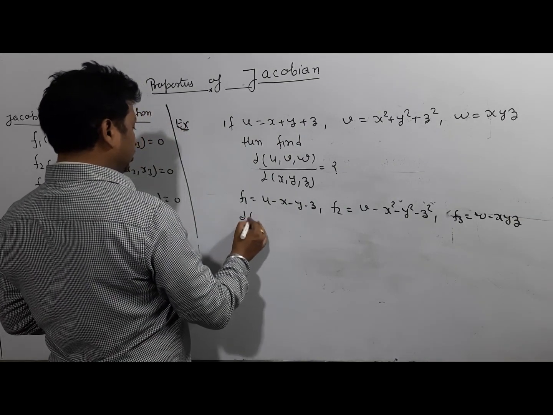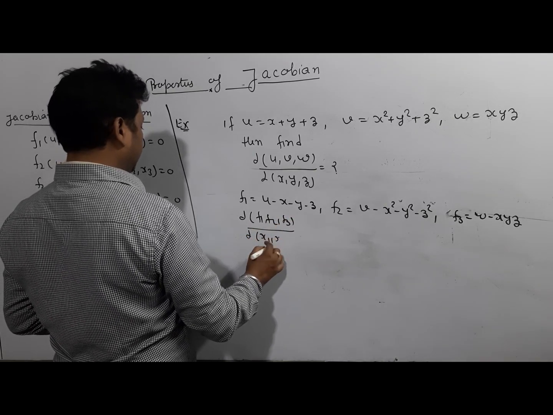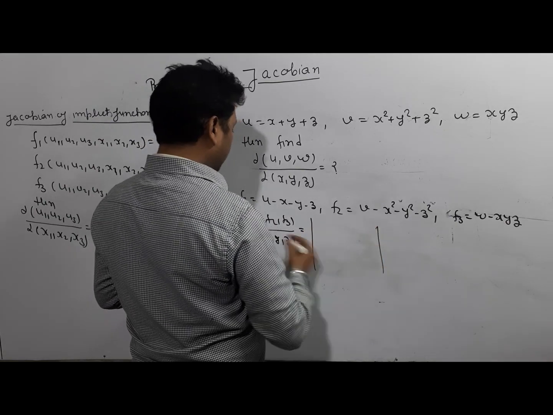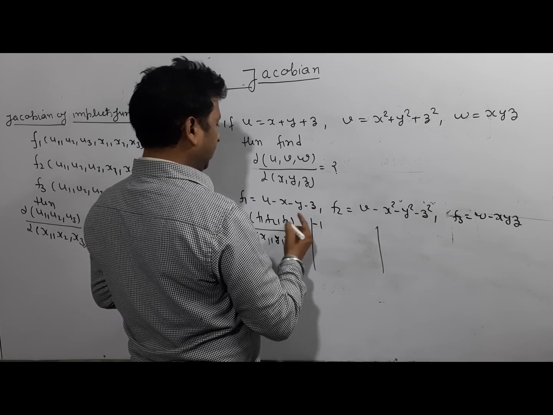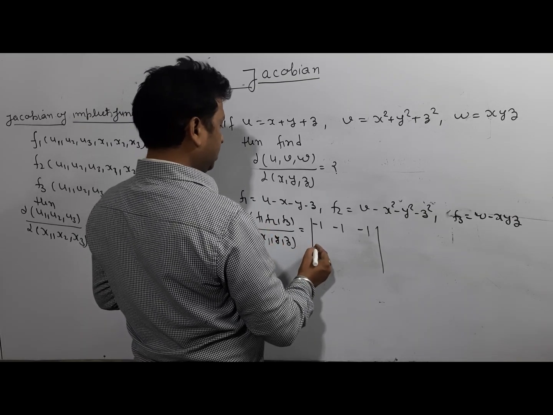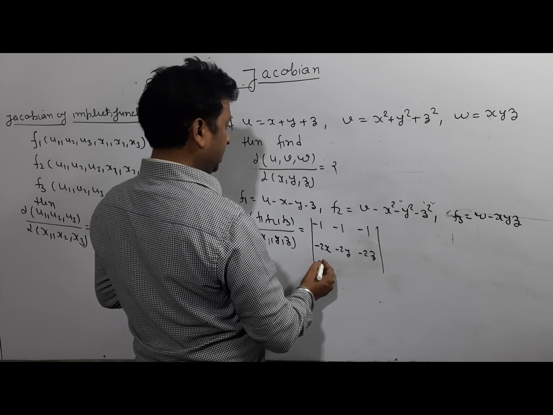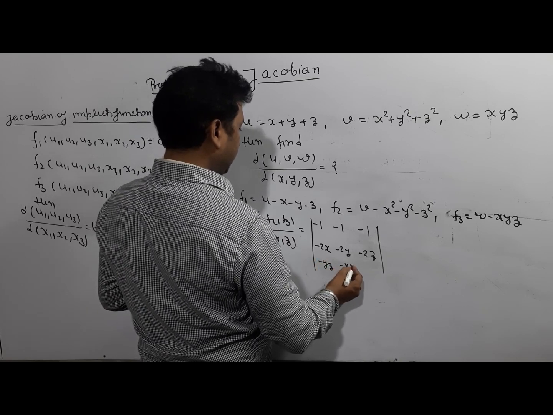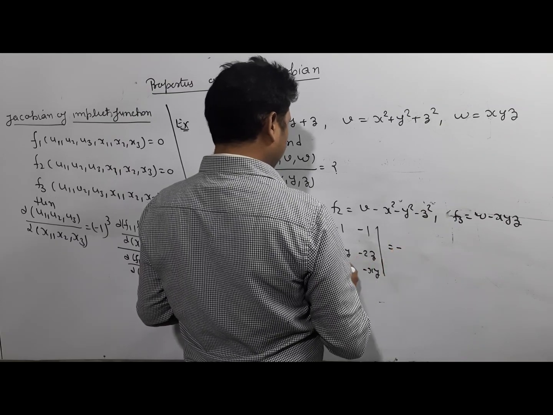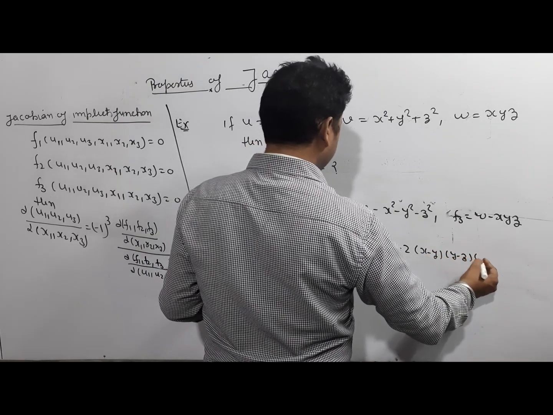So first calculate the Jacobian of f1, f2, f3 with respect to x, y, z. What is the value? Del f1 by del x is minus 1, del f1 by del y minus 1, minus 1. Now del f2 by del x is minus 2x, minus 2y, minus 2z. Then minus yz, minus xz, minus xy. Take minus common, and it's 2 times (x minus y)(y minus z)(z minus x).